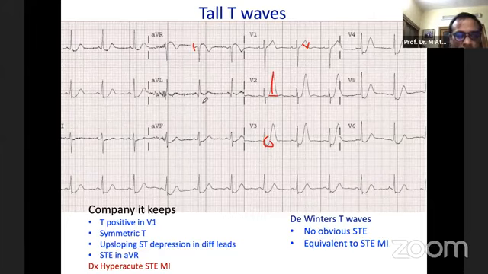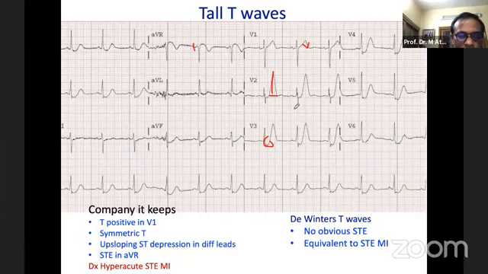Another special finding in this hyperacute ischemia, in case of the tall peaked T wave, is that the ST depression usually should be convex, not concave upward. So concave upward is a mismatch finding in case of the tall peaked T wave.